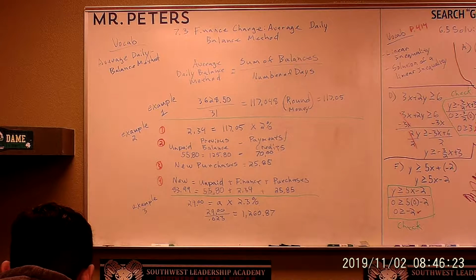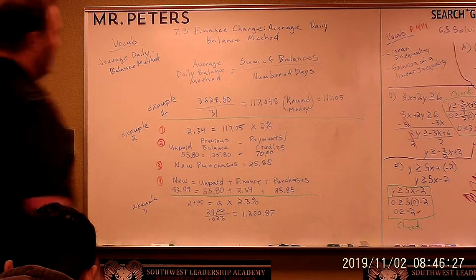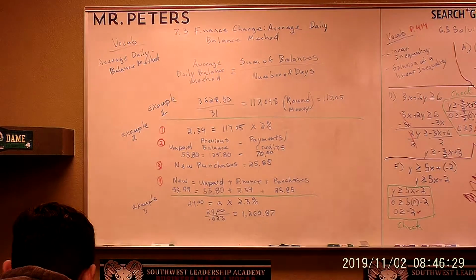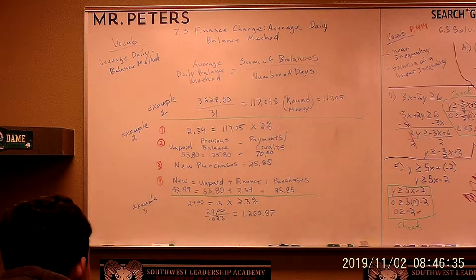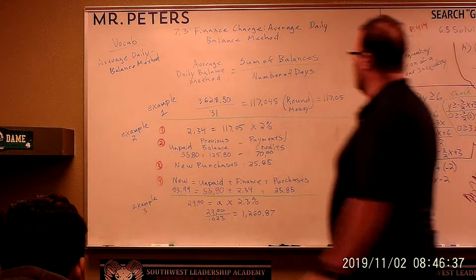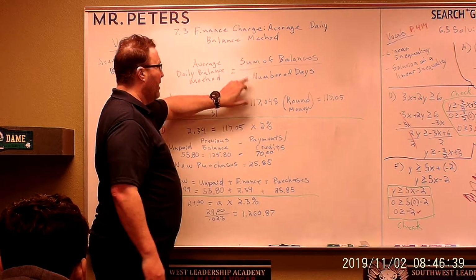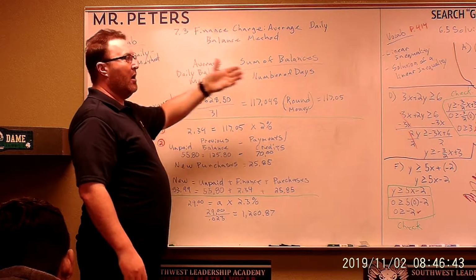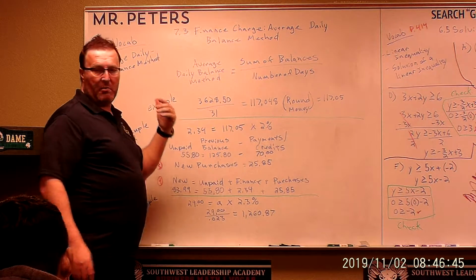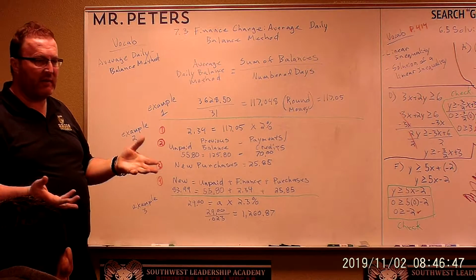Okay, so this one is building upon 7.1 and 7.2. This one is figuring out the daily balance method. What we're doing here is taking the sum of all balances and dividing by the number of days to get our average daily balance. What you did in the previous cycle was the monthly, or month end, the end of the month.